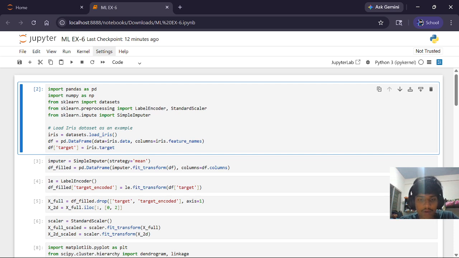Hello everyone. Today I'm going to explain project DNS Resolve Simulation ML Experiment Lab 6. DNS stands for Domain Name System. It is used to convert human readable domain names like google.com into IP addresses.